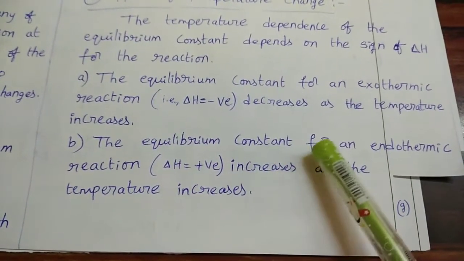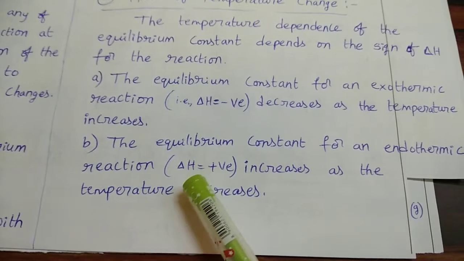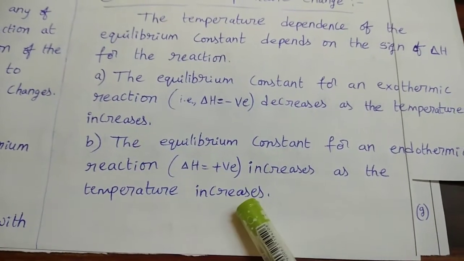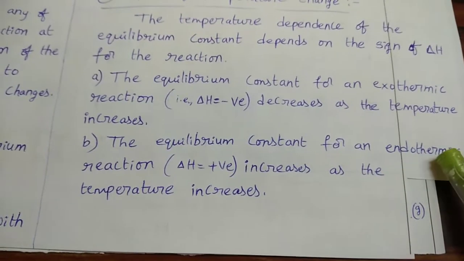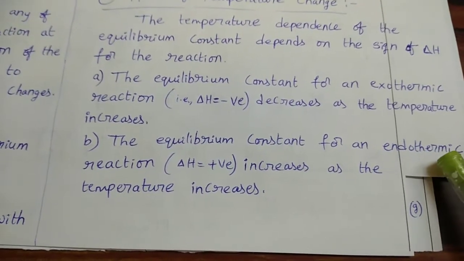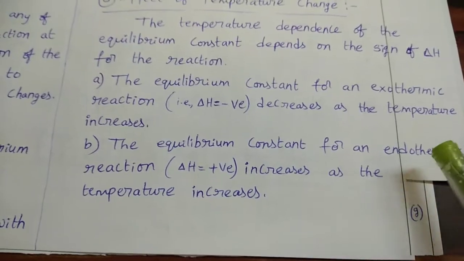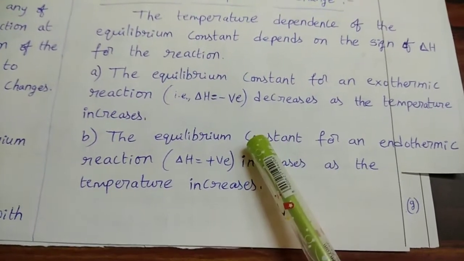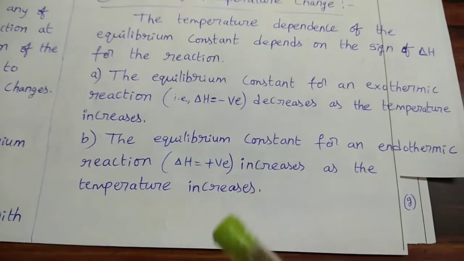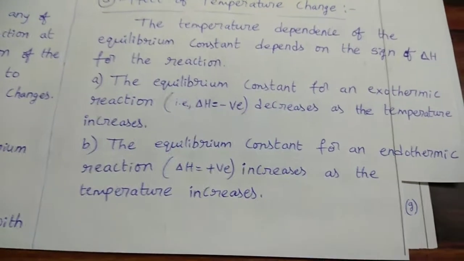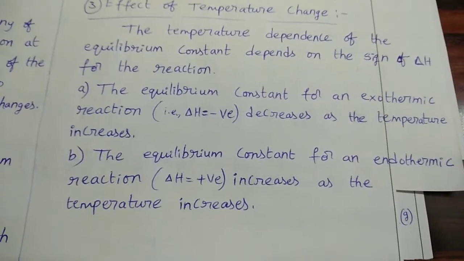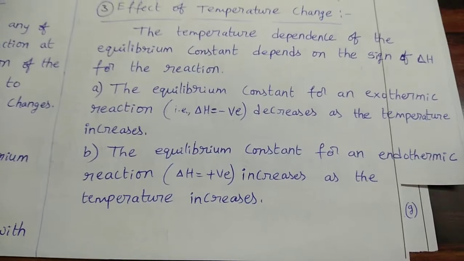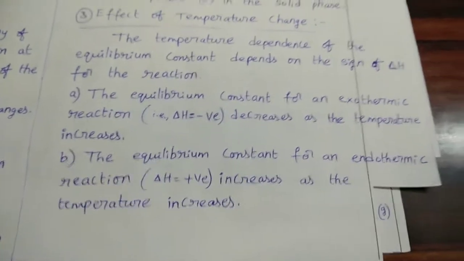The equilibrium constant for the endothermic reaction, that is delta H equal to positive, increases as the temperature increases. Already we know that endothermic means by absorbing heat energy reaction takes place. So for endothermic reactions, temperature increases, then equilibrium constant increases. Okay, remember these 2 points carefully. So low temperature favorable for exothermic reactions, high temperature favorable for endothermic reactions. Okay, next.